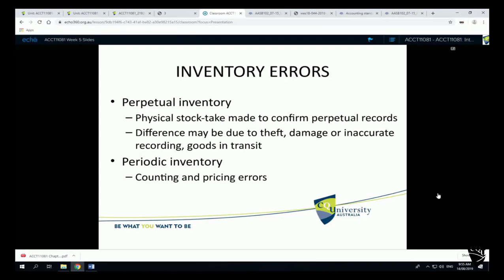Well, in the periodic system anyway, we do a stock take to actually value the ending inventory. And under perpetual, you're right, we do it to check the balance of our electronic records. In the periodic, we actually need to determine our ending inventory because we haven't been perpetually updating it. So in the periodic system, we do a stock take to actually value ending inventory, and we can also make counting and pricing errors as well.